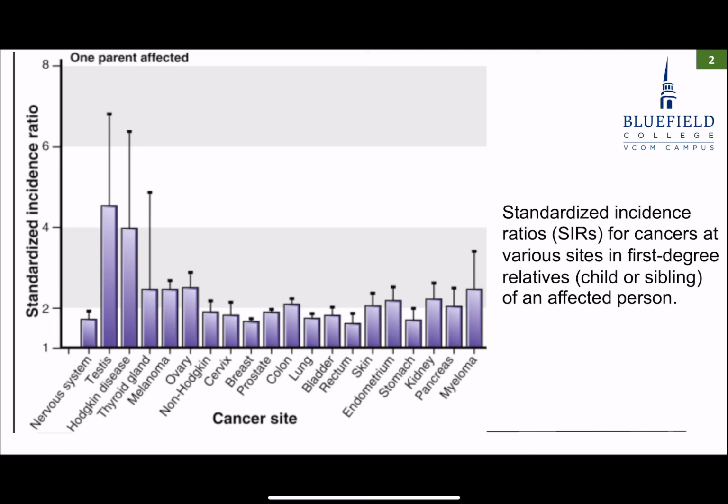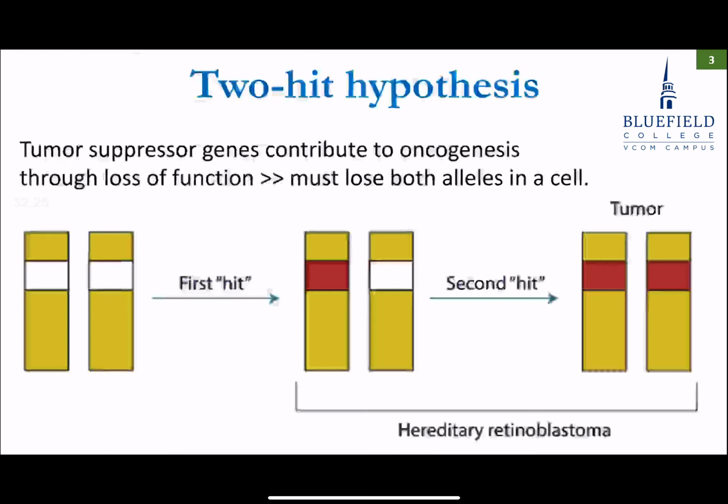Again, suggesting that there's some hereditary underpinnings of cancer. But there's some clear familial cases. So how do we explain those? There are some families in which there is cancer and the cancer frequency is increased.